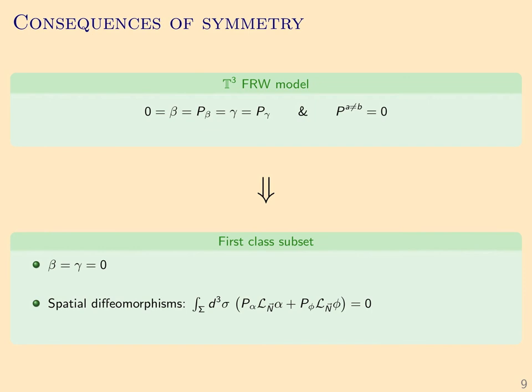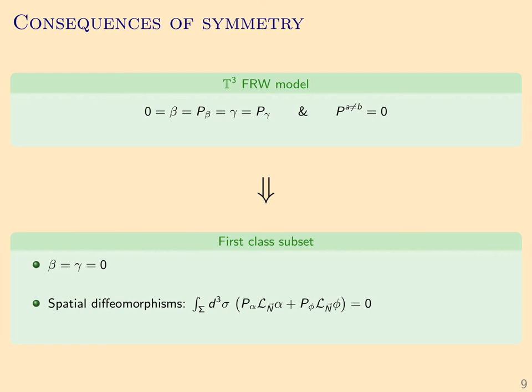On slide number 9, we study now the consequences of symmetry, so these phase-space functions that vanish in a spatially flat Friedman-Robertson-Walker model. In particular, we're going to look at a three torus because there things are easier and many of the usual complications are not present. So from the last slide, we recall that beta, p beta, gamma, and p gamma are all vanishing. And also, we know that the off-diagonal components of p are vanishing in the Friedman-Robertson-Walker model.